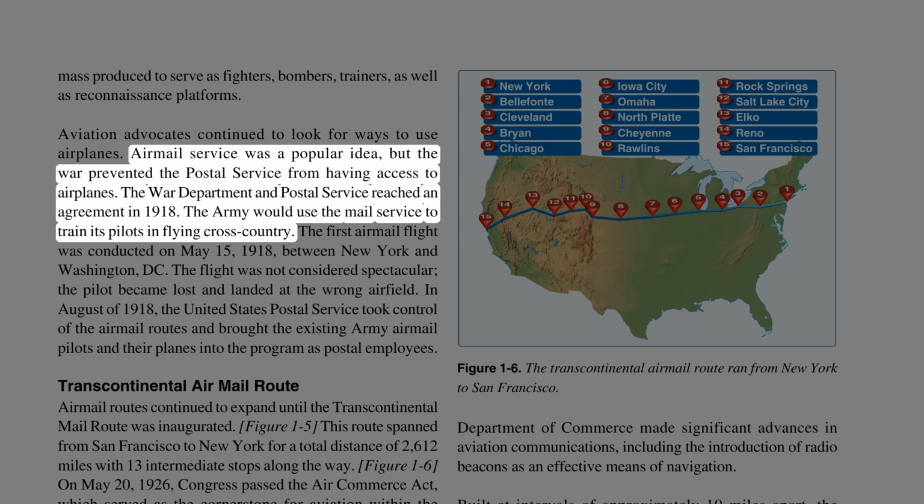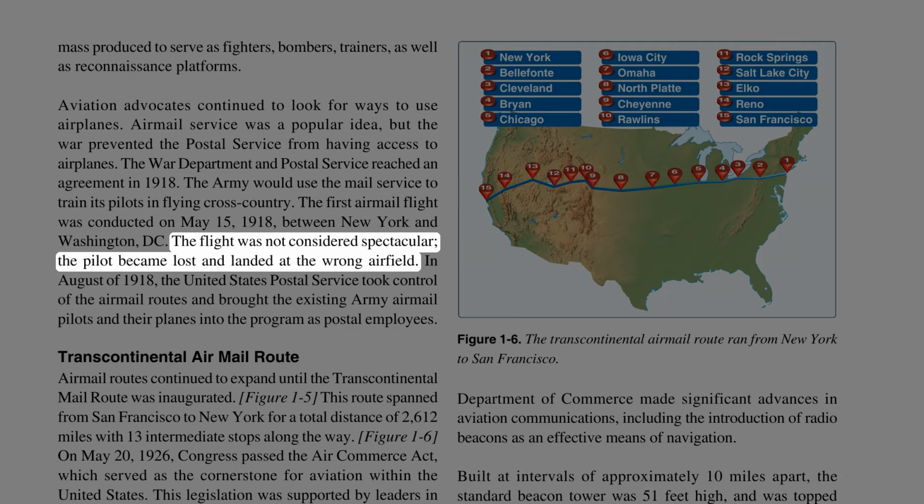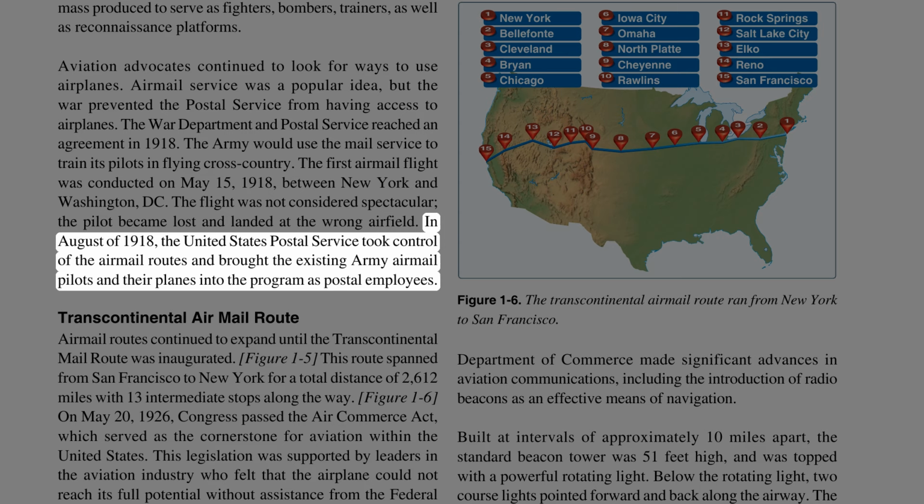The Army used airmail to train its pilots in flying cross-country. The first airmail flight was conducted on May 15, 1918, between New York and Washington, D.C. The flight was not considered spectacular. The pilot became lost and landed at the wrong airfield. In August of 1918, the United States Postal Service took control of the airmail routes and brought the existing Army airmail pilots and their planes into the program as postal employees.